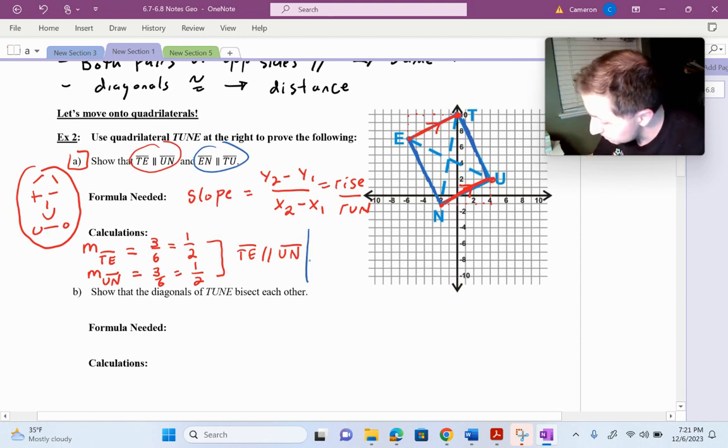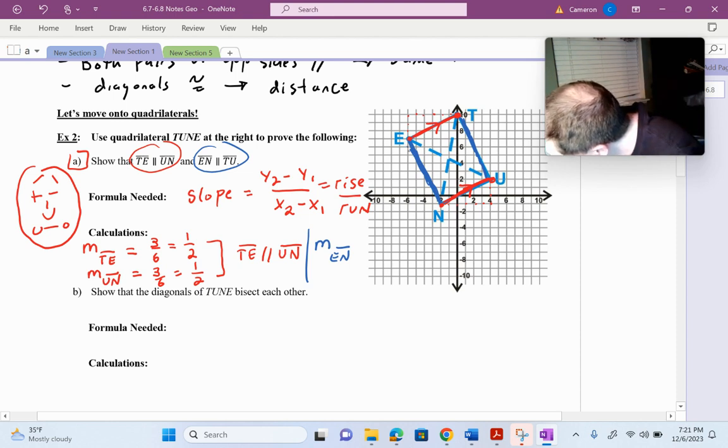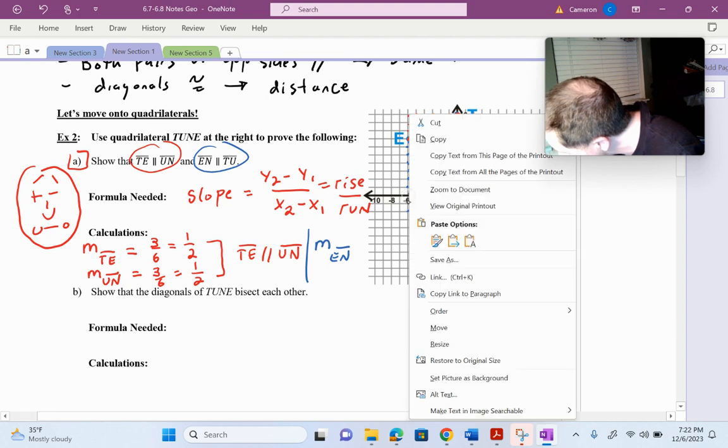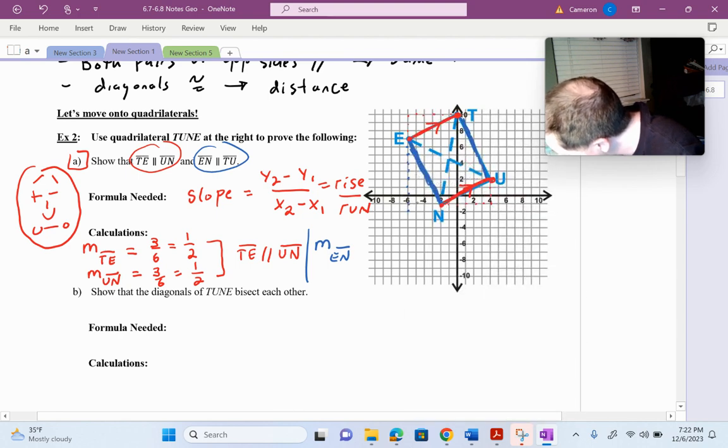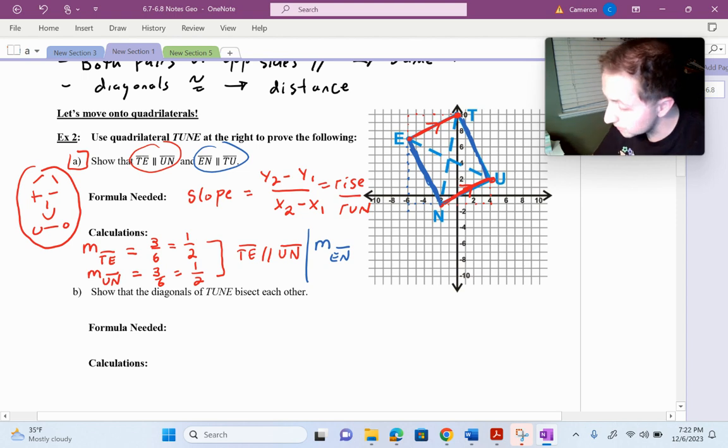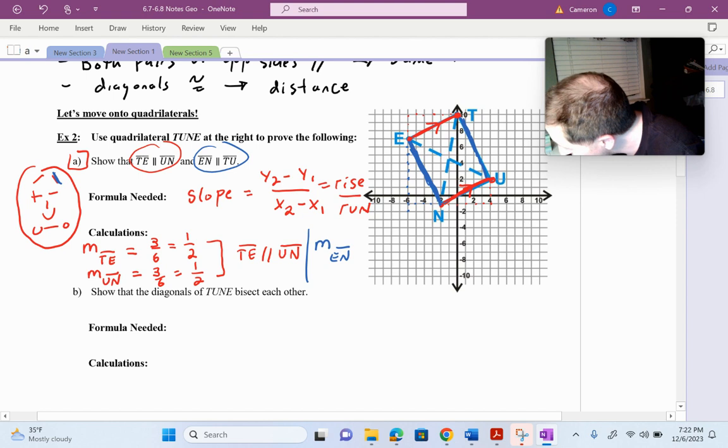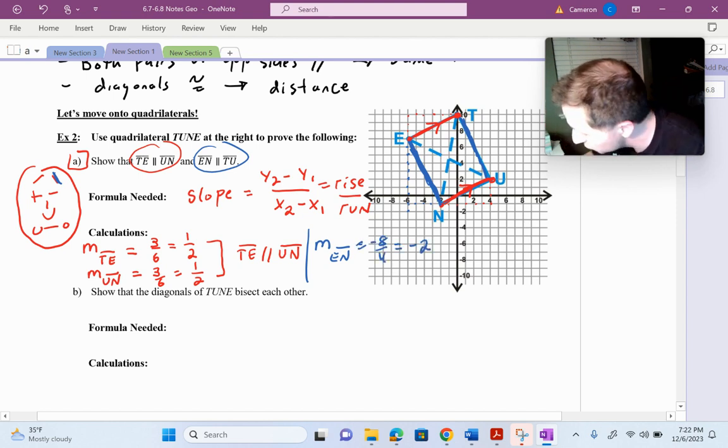here. Slope of, let's do EN first. So now I'm looking at this segment right here. This one goes down 1, 2, 3, 4, 5, 6, 7, 8, 9. Nope. It goes down 1, 2, 3, 4, 5, 6, 7, 8. Over 1, 2, 3, 4. And it's a negative slope because it's falling to the right. So this would be down 8 over 4, which is negative 8 over 4, which is negative 2.